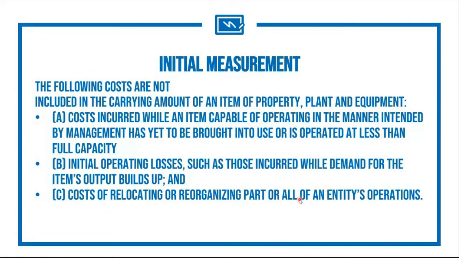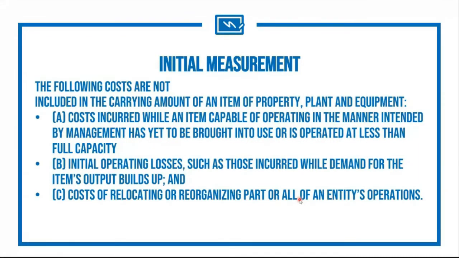So meaning, if the item is already established and it is already capable of operating, but the company is not yet operating it at full capacity, the cost incurred in relation to that particular scenario is not capitalizable anymore. Why? Because the asset is already established. You can now use the asset. But the thing here is, the company is not yet using it at full capacity or is not yet using it at all. So any cost you incur to maintain the asset while it is not yet being used, although it is already prepared, is not capitalizable, but rather is going to be expensed outright.